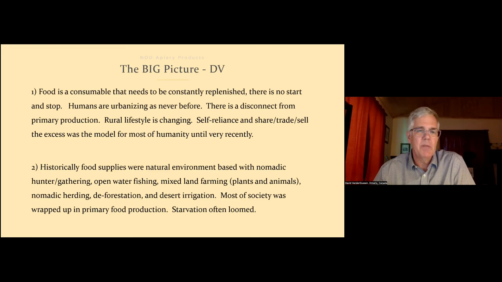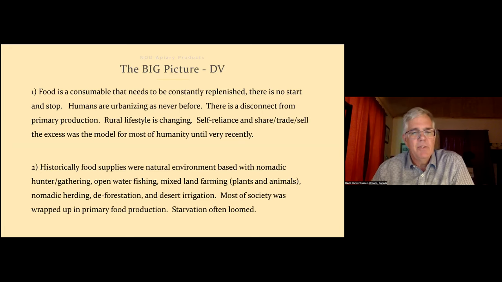So of course, along with this, rural lifestyle is changing. A lot of people that live in the country commute to work elsewhere, or people that live on farms also have additional off-farm jobs. And so the lifestyle of how we go about living is different. Historically, we had lifestyles of self-reliance, and then we would share, trade, or sell the excess. And that was the model for most of humanity until very recently.